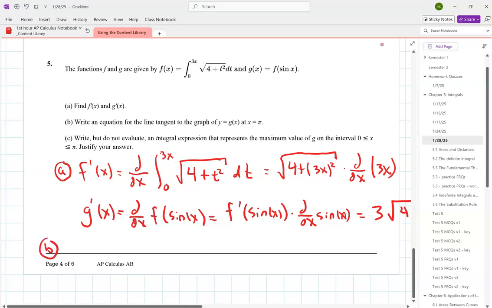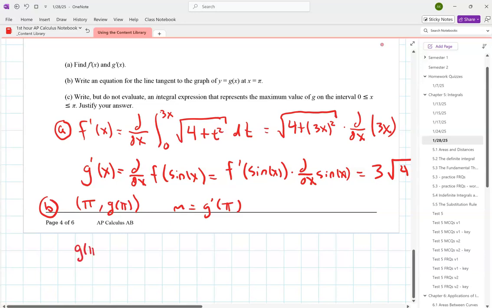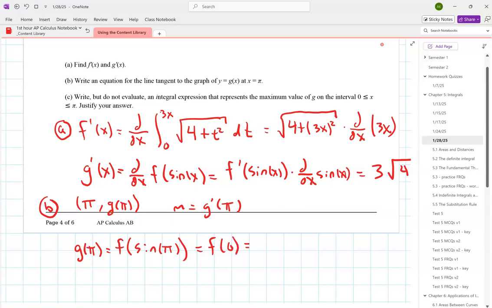Part B says write an equation for the line tangent to the graph of y equals g of x at x equals pi. To do that, we're going to need the point pi comma g of pi, and then we need the slope, which is going to come from the derivative evaluated at pi. Feel good? Okay. So if I do g of pi first, that's going to be f of sine of pi. Sine of pi is 0, which means that's going to be the integral from 0 to 3 times 0 of 4 plus t squared dt.